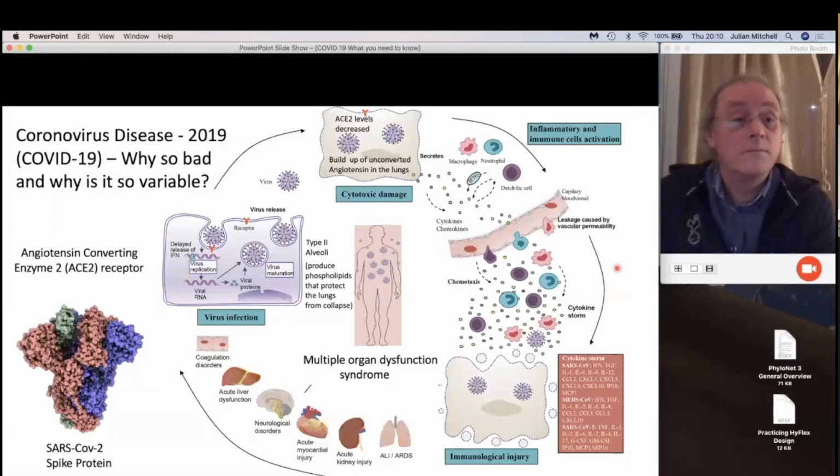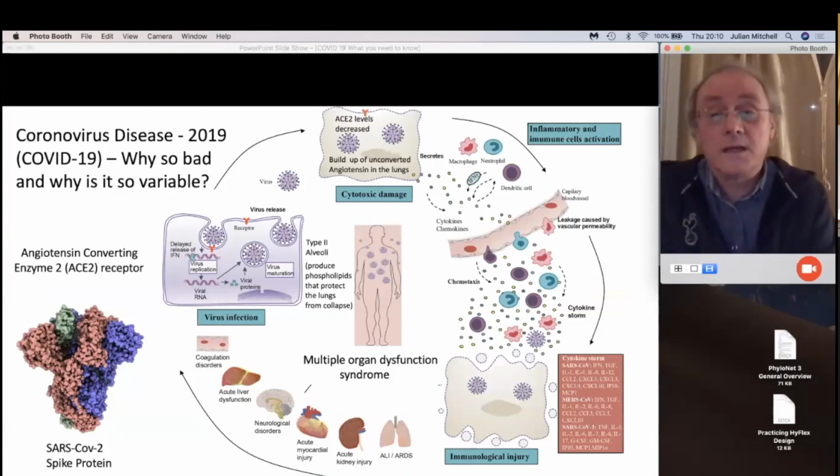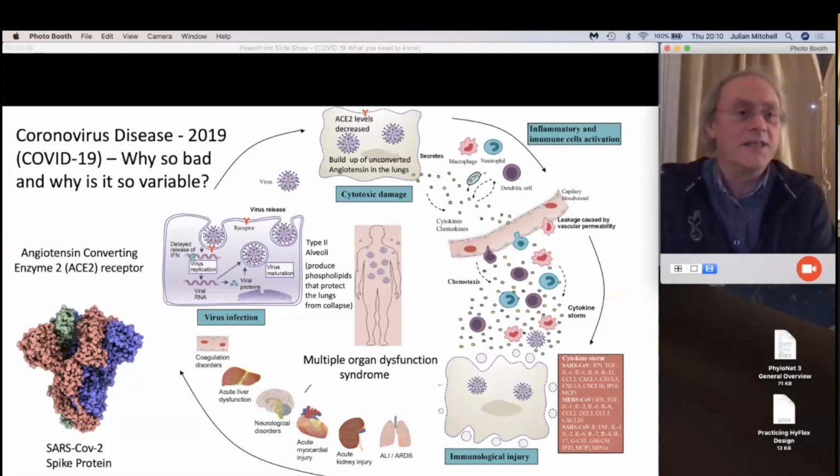So, why is SARS-CoV-2 so nasty? And why is it so variable? Well, what I've put up here is a sketch diagram of the SARS-2 infection cycle, if you like, and its effects on the body. Okay.